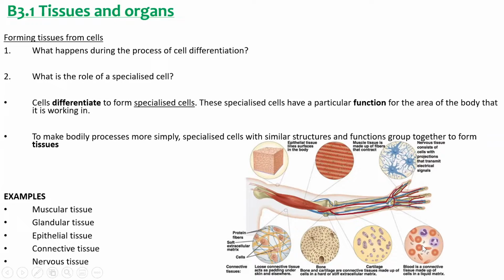So blood is a tissue as well. It's actually made up of some connective tissue, but it's made of red blood cells and white blood cells. Again, there are other videos on blood and things like that, so this video is just an overview.